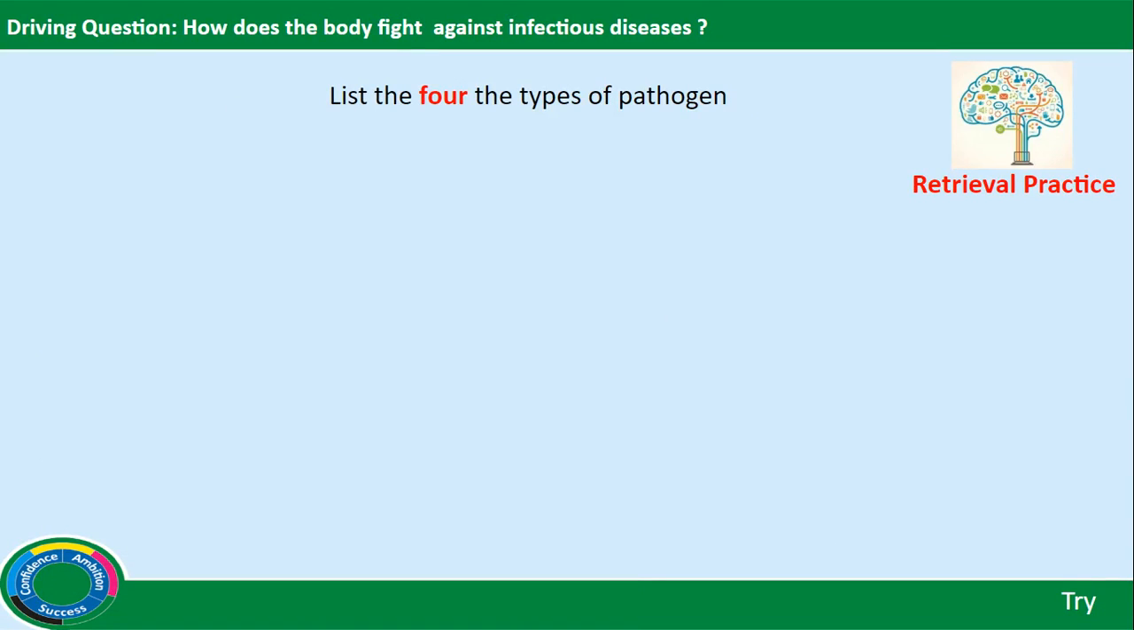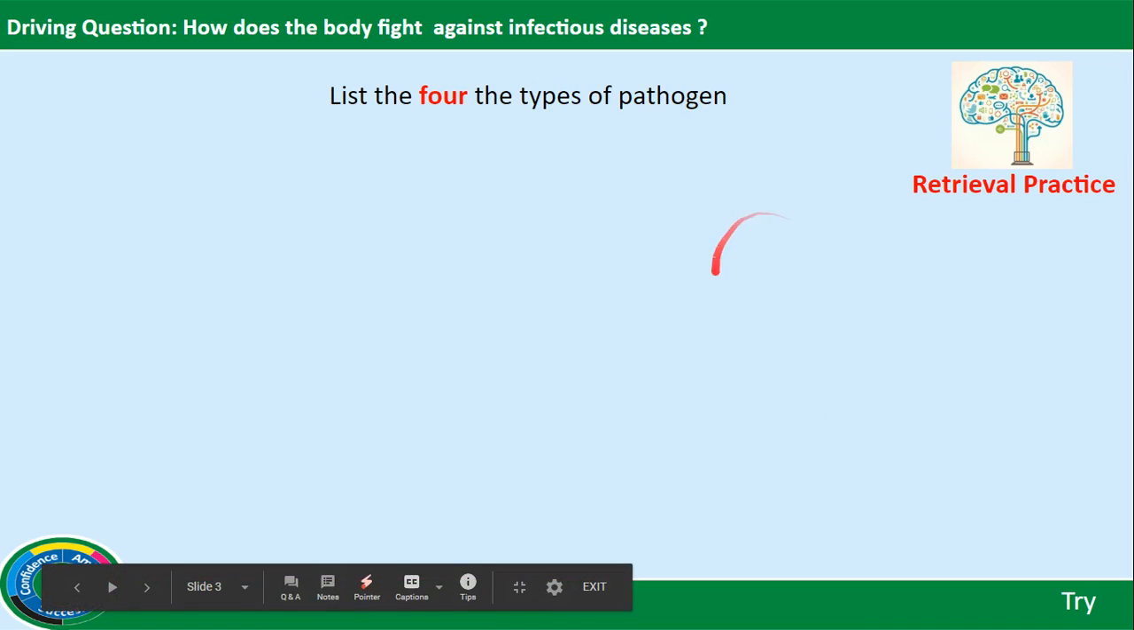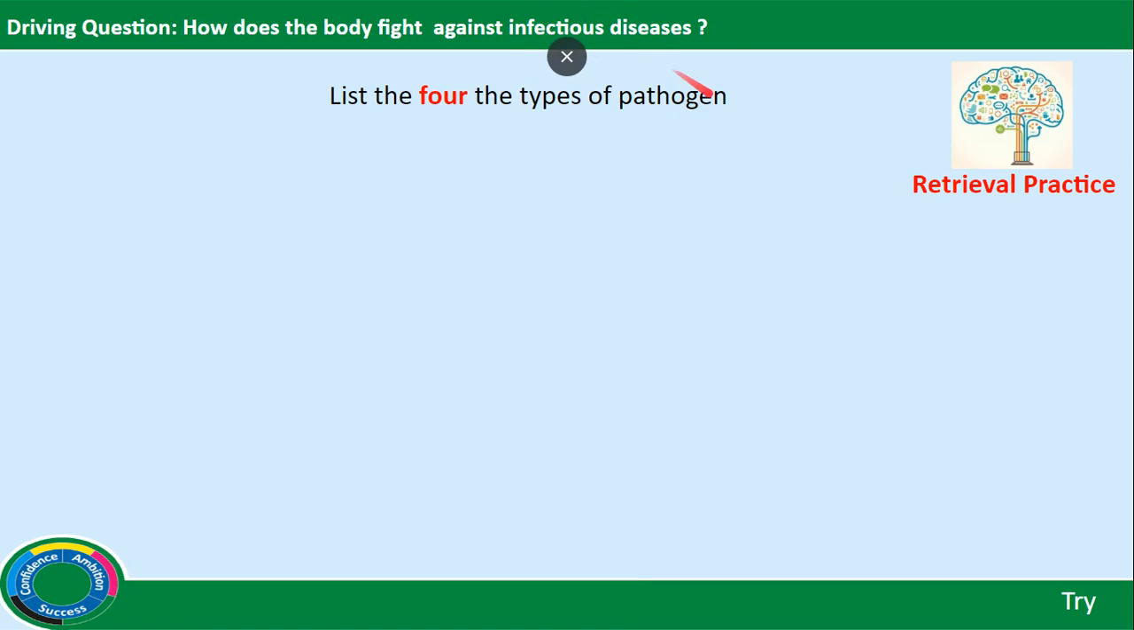Right, this is our retrieval practice, and it is going to assess previous learning. I'm going to ask you to answer this question without looking back at your notes. It's to assess what's in the long-term memory. So list the 4 types of pathogens. Just a reminder that pathogens are microorganisms that causes infectious diseases. That is linked to our driving question. How does the body fight against infectious diseases? So now you can pause the recording and answer this question in your exercise books.